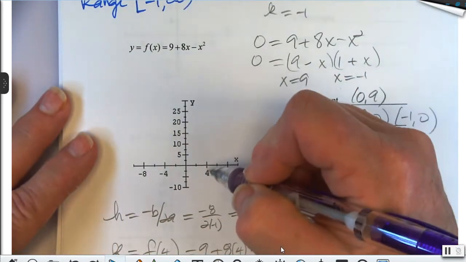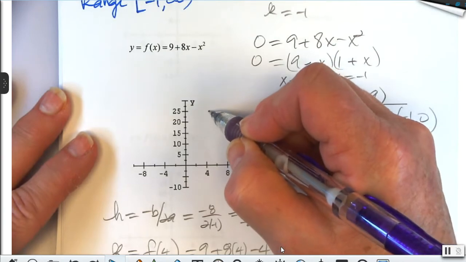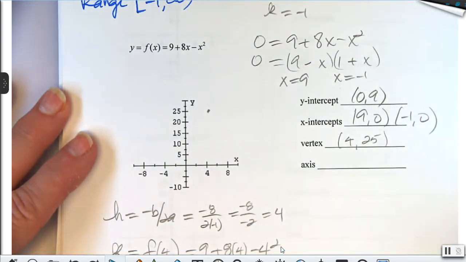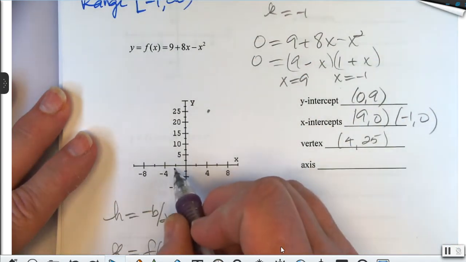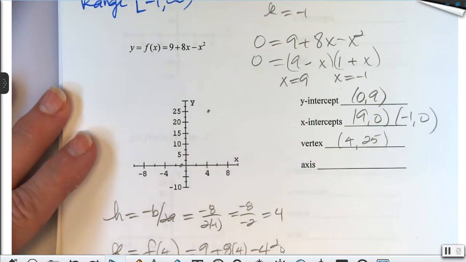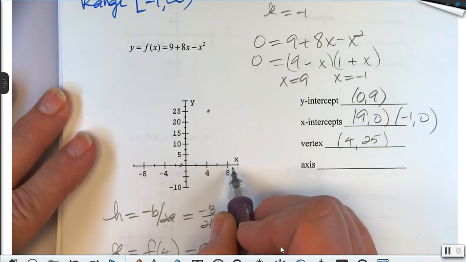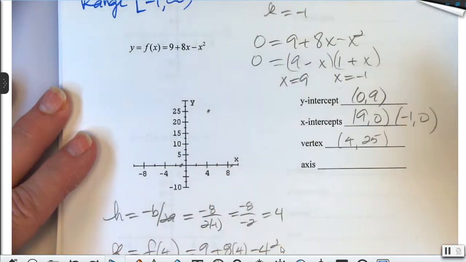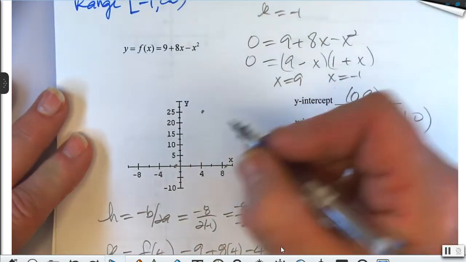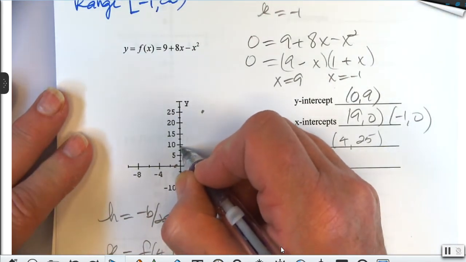All right, so let's see, (4, 25). Looks like I gave us a big enough scale to draw this. All right, likewise, let's see, that looks like negative 2. Here's negative 1. And over here, let's see, 2, 4, 6, 8, 10. I'm going to put a (9, 0) right there. And my y-intercept is at (0, 9), so we're going to kind of approximate this here.